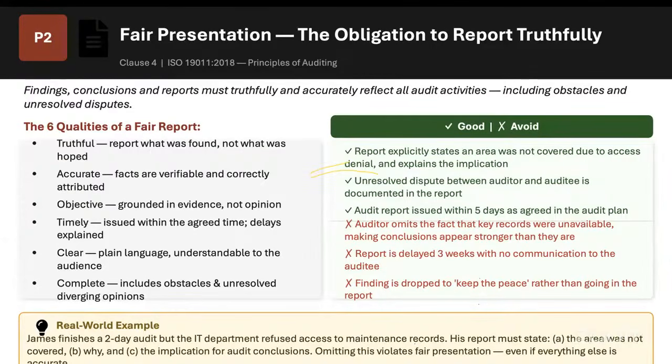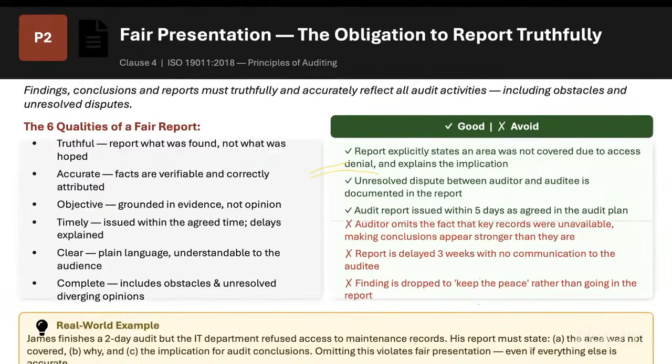Your audits must be clear, in plain language, understandable to the audience. In plain language. Anybody reading your audit report should be able to understand, should be able to deduce what you are saying. Then your audit must be complete. It includes obstacles and unresolved diverging opinions.